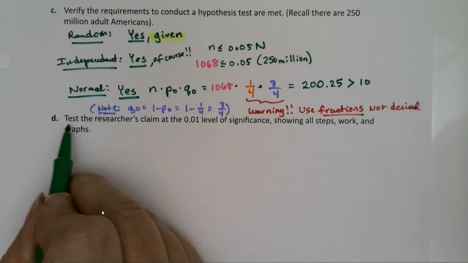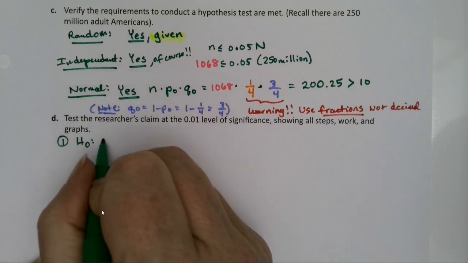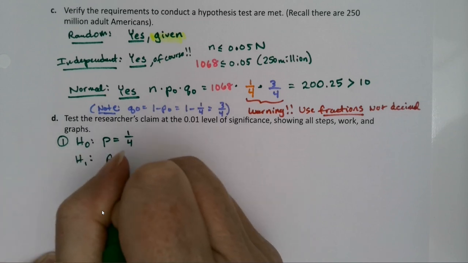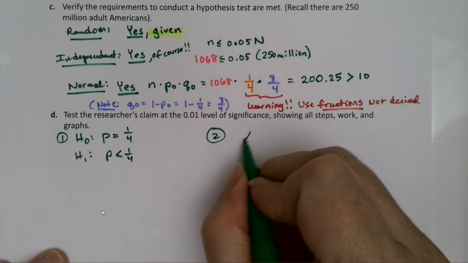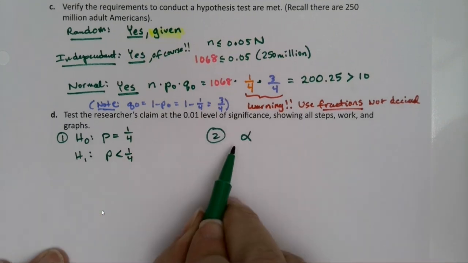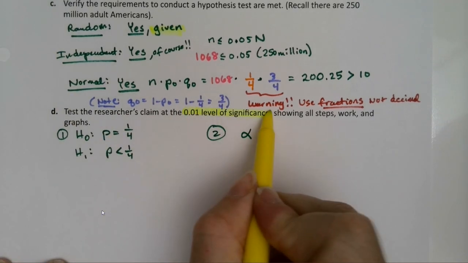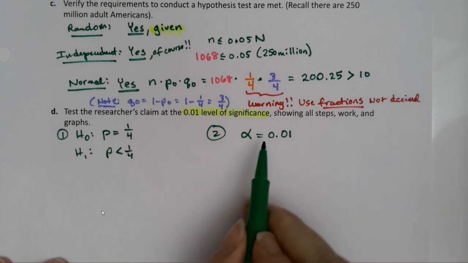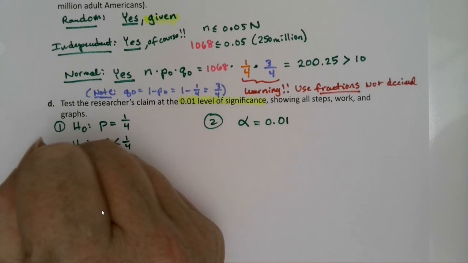All right, so now we're going to run the test. Step 1 we already know. Step 1 is p equals 1/4, p less than 1/4. Step 2, and yes, you should be labeling your steps, is your alpha, which if you read here, they say 0.01 level of significance. Well, that's alpha. That's the probability of a type 1 error. That's what that is.